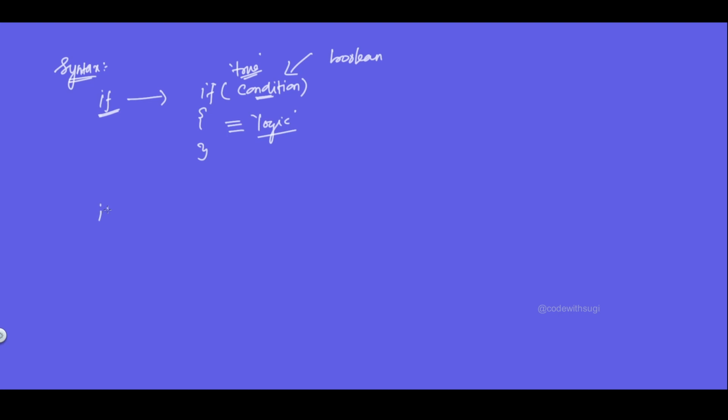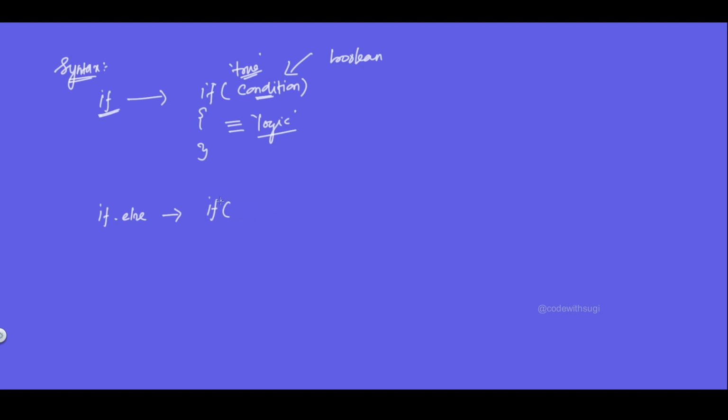The next one is the if else statement. Here, what we talked about: if the condition is satisfied, we have to execute it. And we haven't talked about anything if the condition is not satisfied. So if the condition is not satisfied, at that time this else part will come into place.